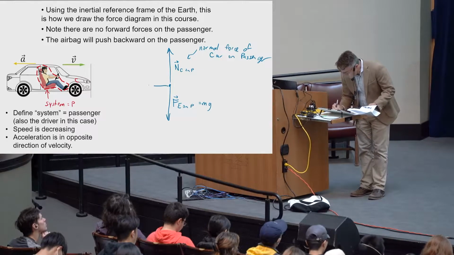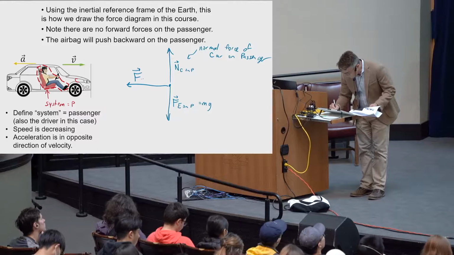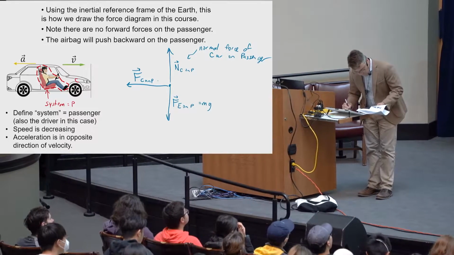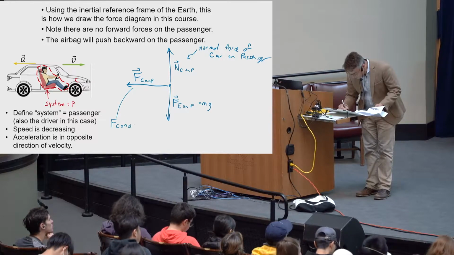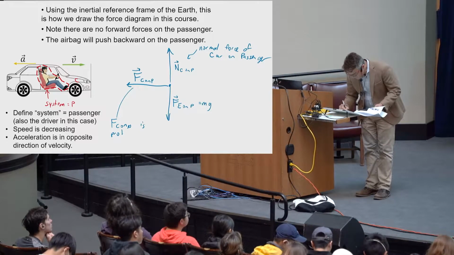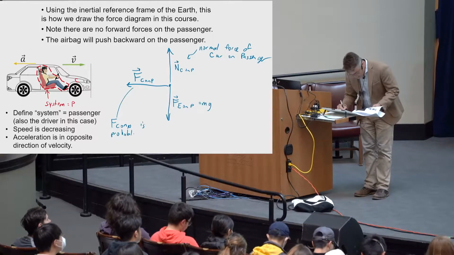And then there's this other force going backwards, giving him the acceleration. Let's call it F, car on passenger, F_C on P. This F_C on P is probably a normal force, something's pushing. Maybe it's the tension in the seatbelt or something.